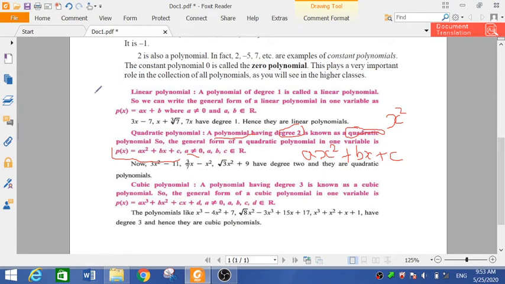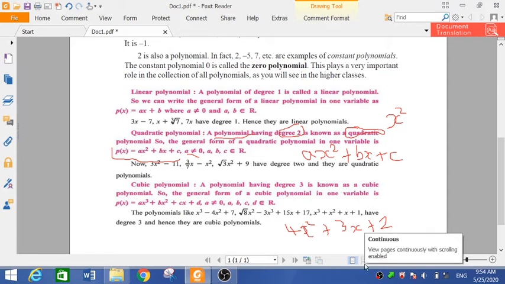Now we can write one example: 4x square plus 3x plus 2 is one type of quadratic polynomial. In this type of question, they ask to write the coefficient of x square, so we can say 4. The coefficient of x is 3. The constant term is 2. How much is the degree? We can say 2. So these types of questions will be asked in exercise 2.1.